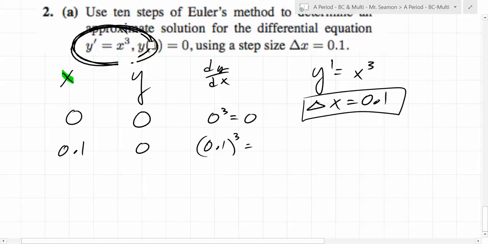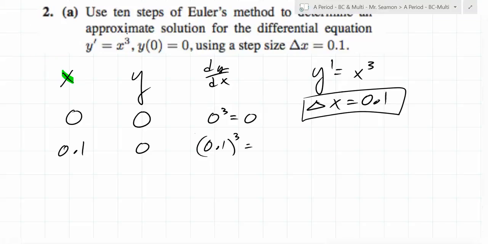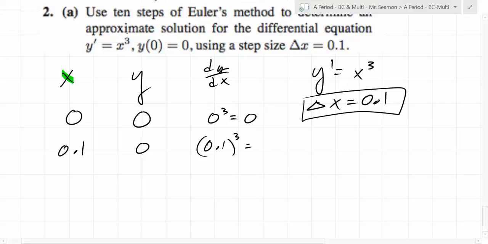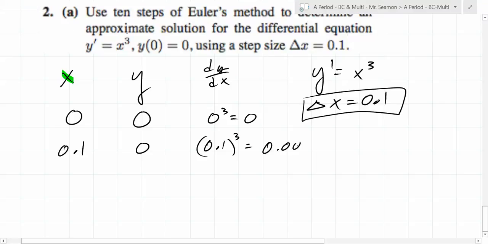Our new x value is 0.1. So what do you plug in there? 0.1. So now what do you end up with? 0.1 cubed, which is what? 0.001. Yeah, there's a lot of zeros. How many zeros are there? 0.001, like that.